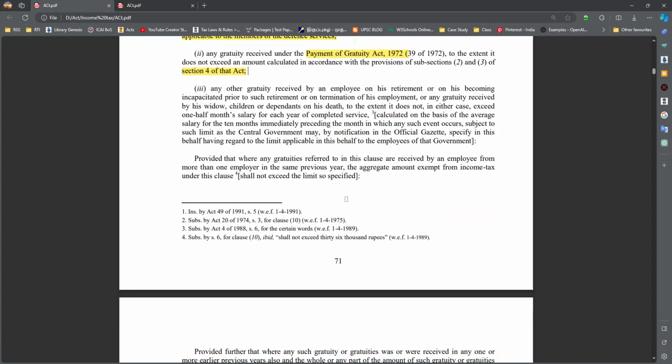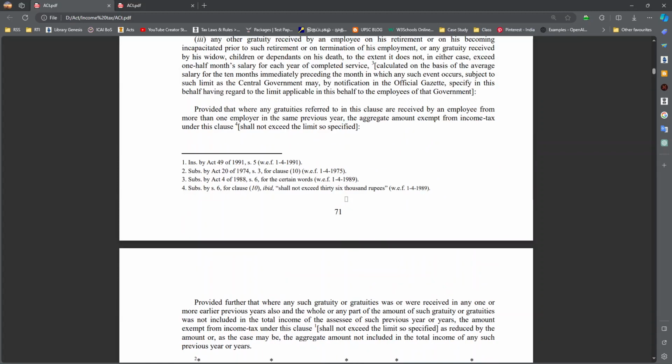Provided that where gratuity is received by an employee from more than one employer in the same previous year, the gratuity amount exempt from the income tax under the clause shall not exceed the limit. So the question is, what if this gratuity amount is received from two employers? An employee can work for both employers and get gratuity from both. What has happened? Is the exemption for two cases or a single case? Where gratuity is received from more than one employer in the same previous year, the aggregate amount exempt from the income tax under the clause shall not exceed the limit. So if the limit says only up to 10 lakhs, it is only 10 lakhs for both employers put together. In different previous years it is separate, but if received in the same previous year, there is no availability of that provision.